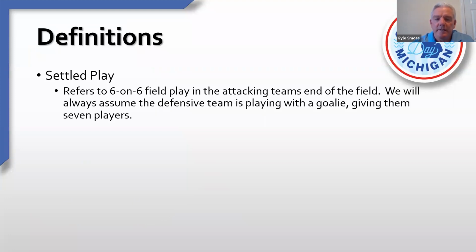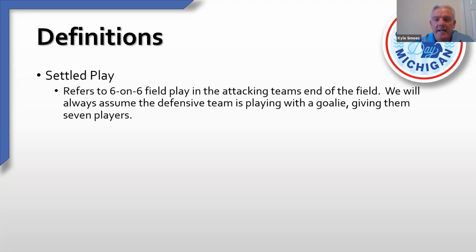First thing we're going to start with is the definition of settled play, what we're talking about. In lacrosse, both teams have 10 field players. One of those field players is a goalie. In settled play, we are talking about having 6-on-6 field players. And in that, we assume that the defending team is always going to have a goalie. So in a settled situation, the defending team will have 7 players on their side of the field, and the attacking team will have 6. But the field players are even at 6-on-6. So that's what we talk about when we're in a settled coverage.